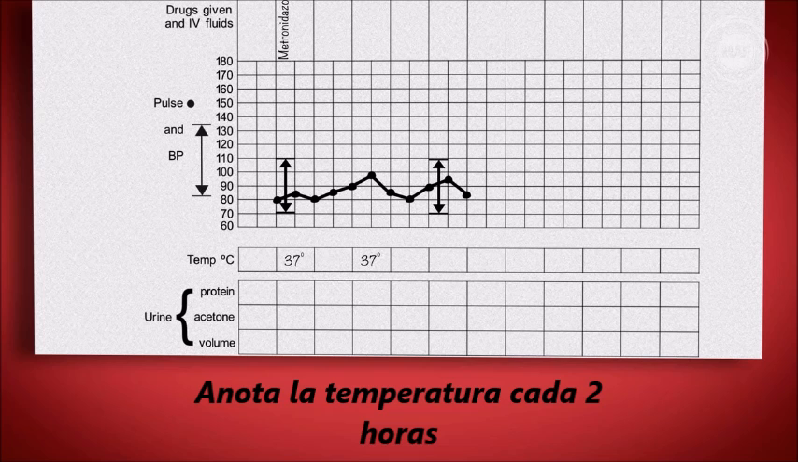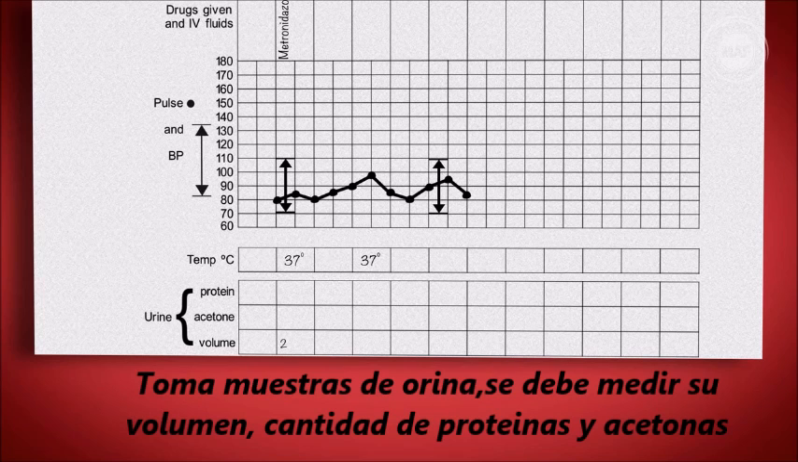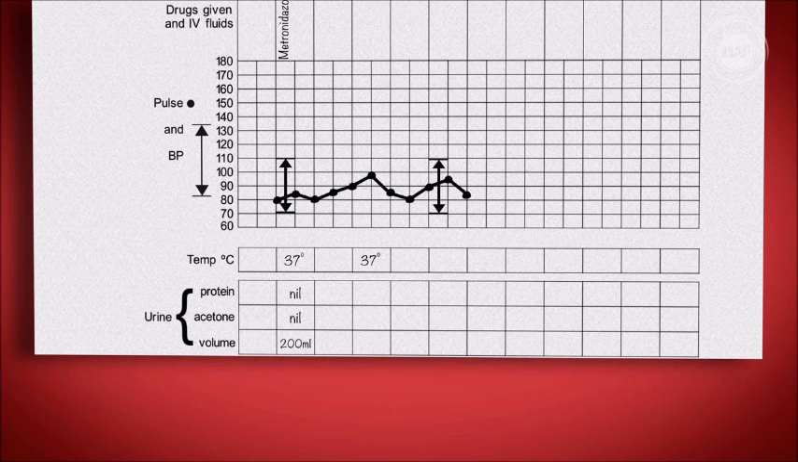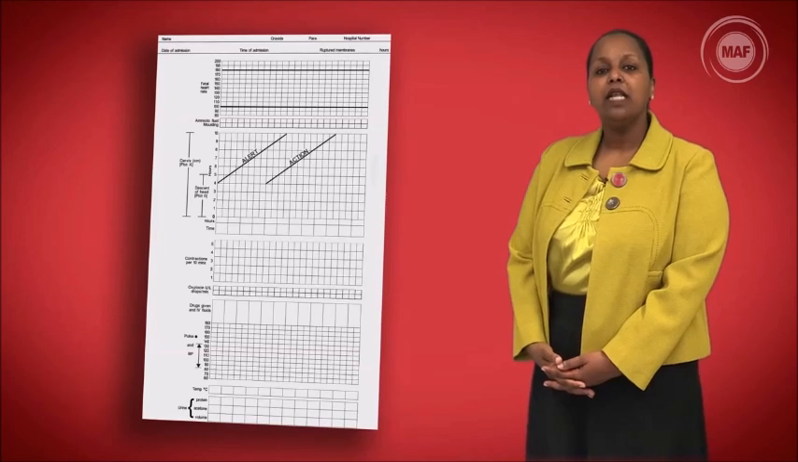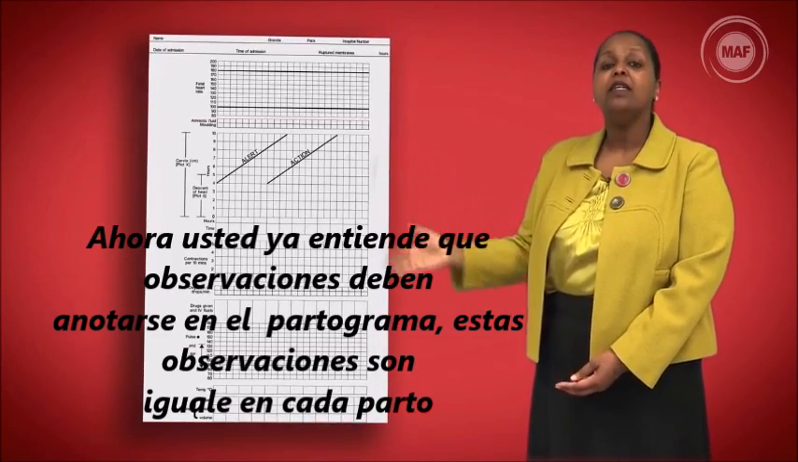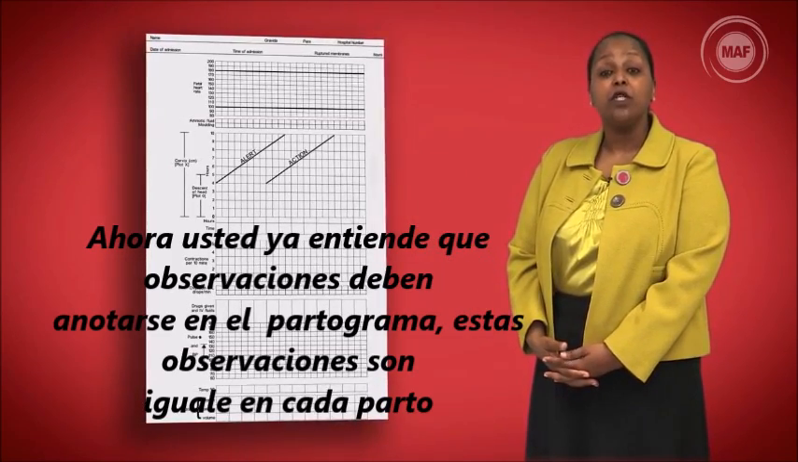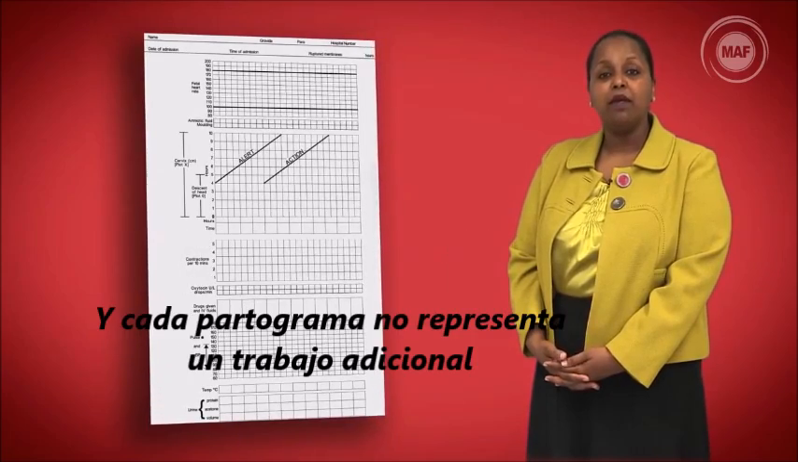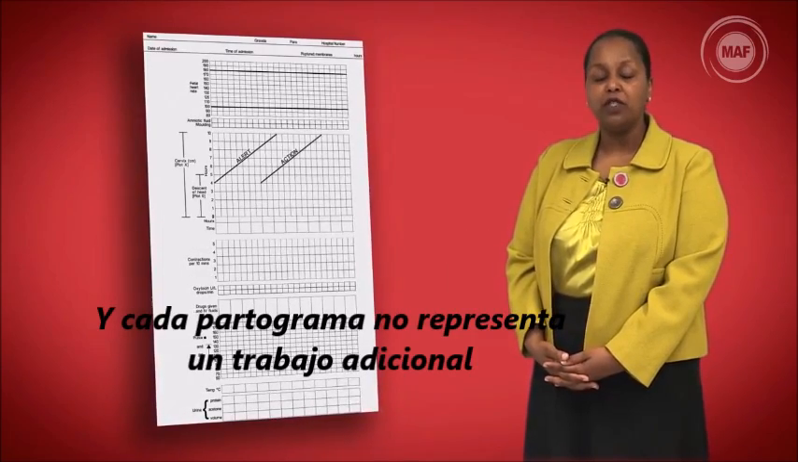Take a urine sample and measure the volume passed. Then test for the protein content and acetone. Also record when the urine is actually passed. Now you should understand what observations have to be plotted on a partograph. These are the exact same observations that are made during each and every labour, and so the partograph does not lead to additional work.